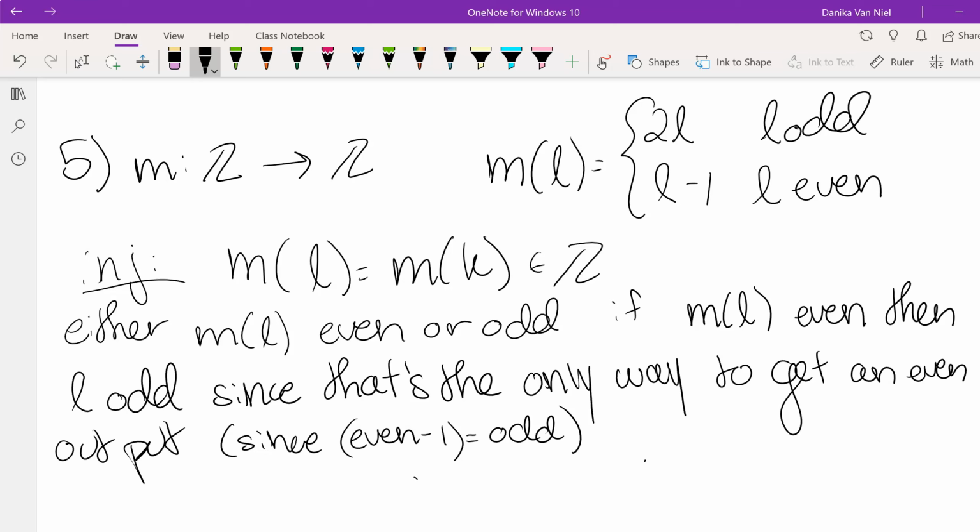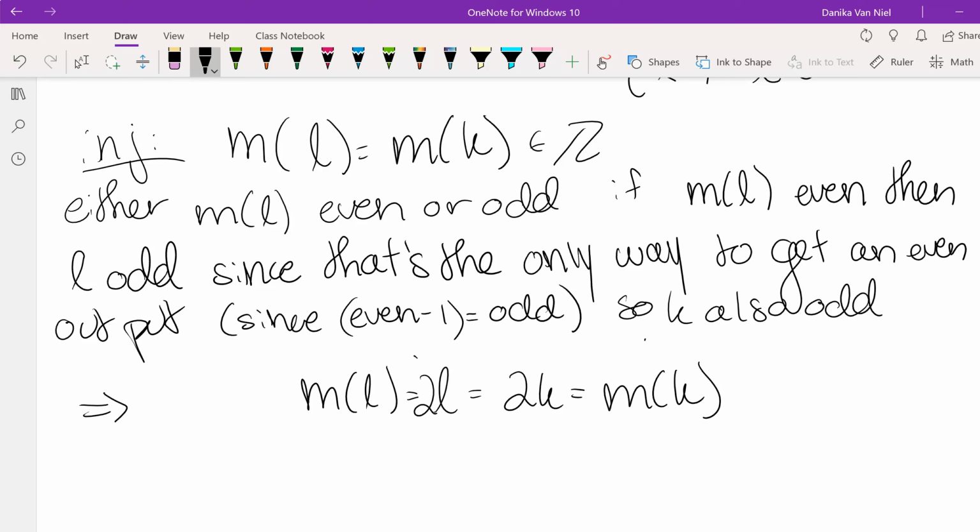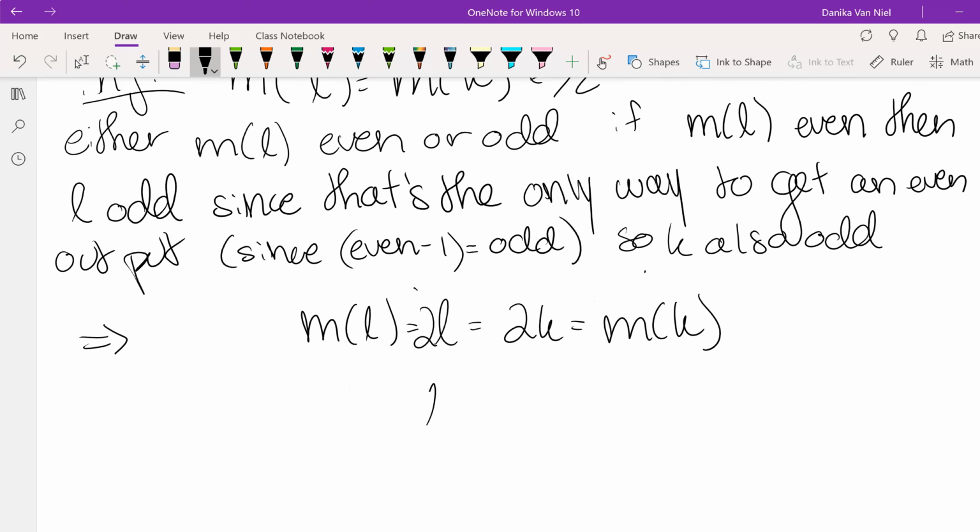Okay, so k is also odd. Therefore, m of L equals m of k means 2L equals 2k. Okay, so then L equals k. Boom. Yay. Cool, cool, cool.